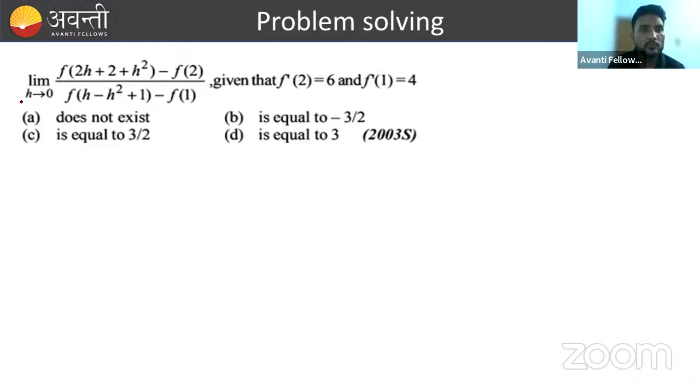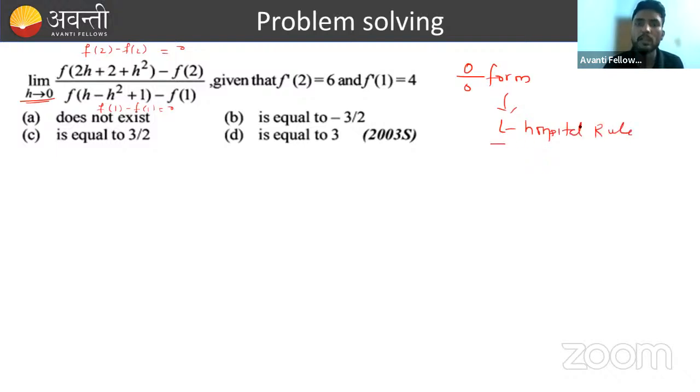This is h tending to 0, right? After putting h equals 0, you will get f2 minus f2, so this is coming as 0. Again, if you put h equals 0, f1 minus f1, again it is coming 0. So it is 0 by 0 form. So what you can do, you can use L-Hospital rule, right? What is the L-Hospital rule?